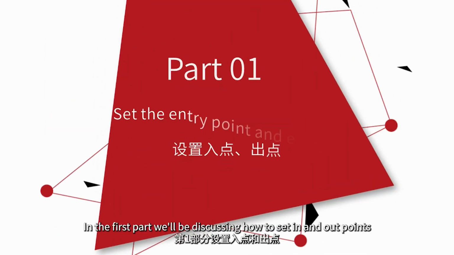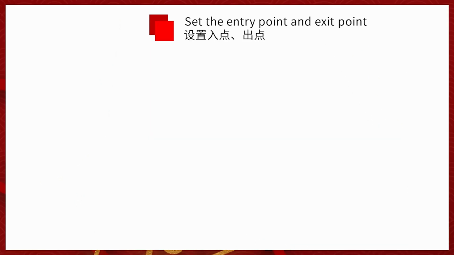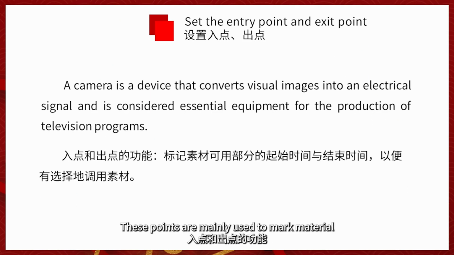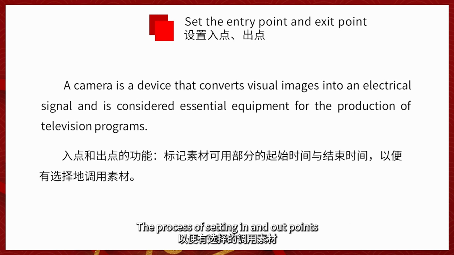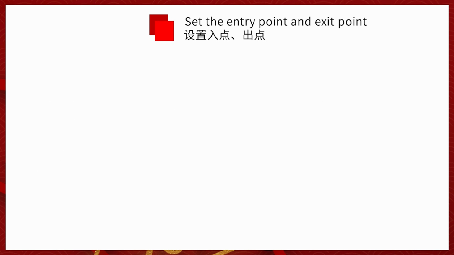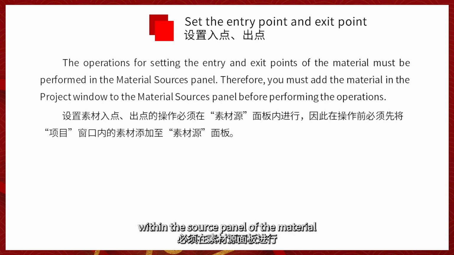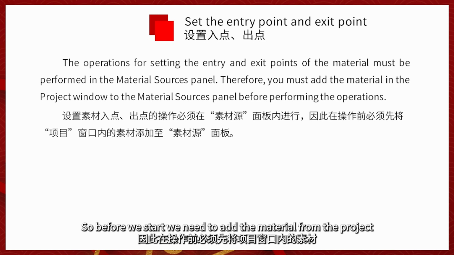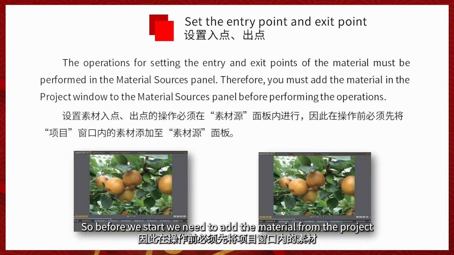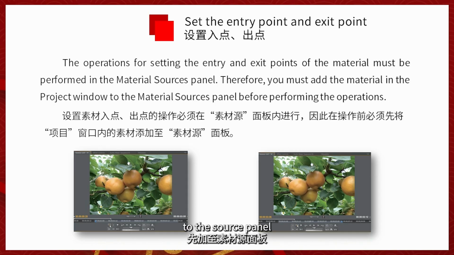In the first part, we'll be discussing how to set in and out points. These points are mainly used to mark material, helping us selectively access portions within the starting and ending times of usable content. The process of setting in and out points must be done within the source panel of the material. So, before we start, we need to add the material from the project to the source panel.